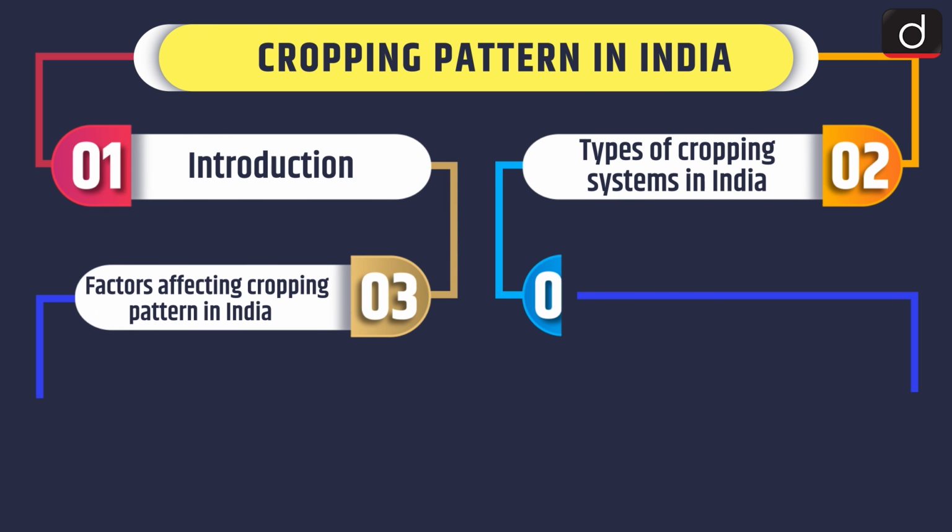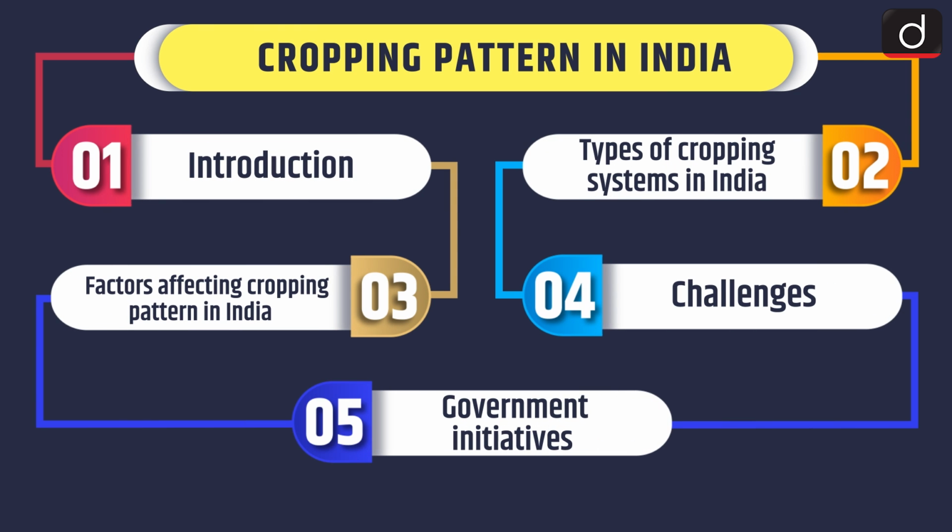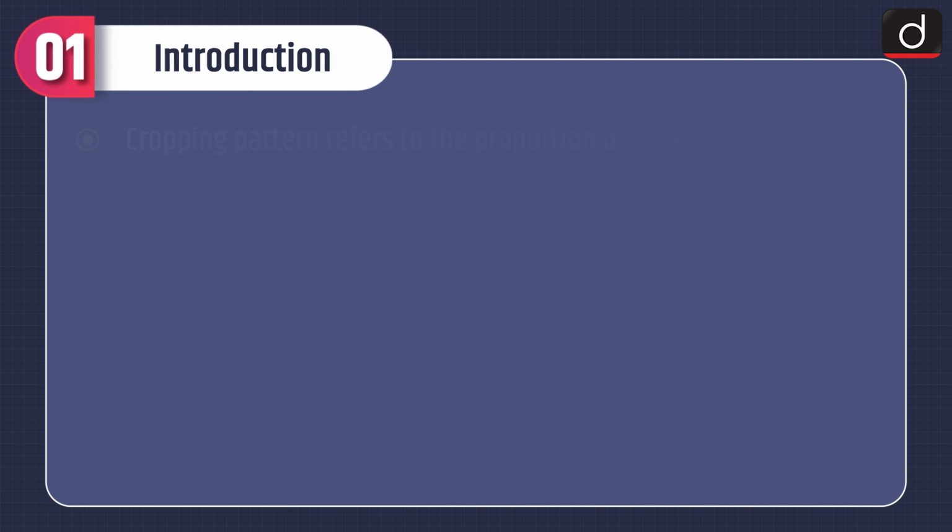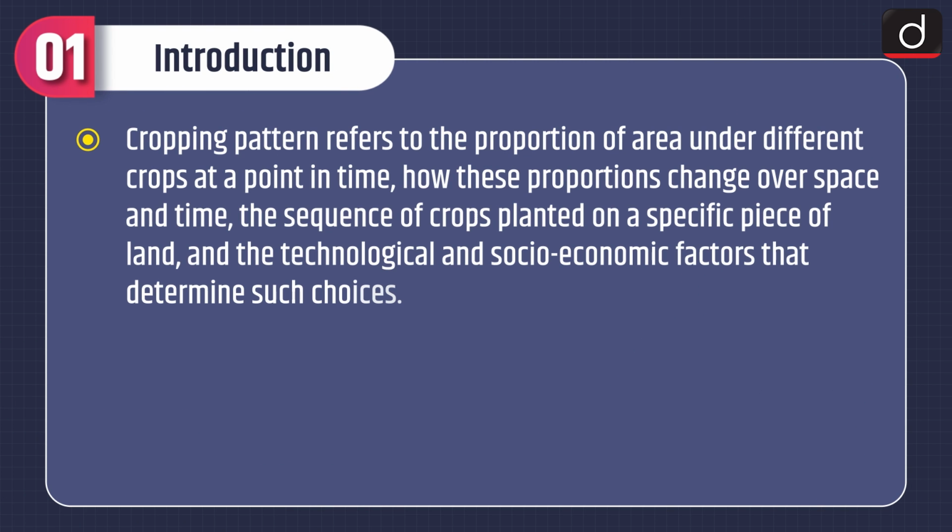Today's topic of discussion is cropping pattern in India. First of all, we will discuss the introduction of the topic. Then we will discuss types of cropping systems in India, factors affecting cropping pattern in India, challenges, government initiatives and practice questions. First of all, moving on to the introduction of the topic.